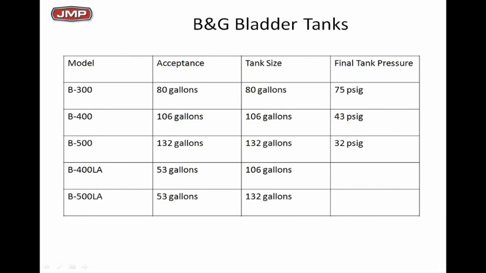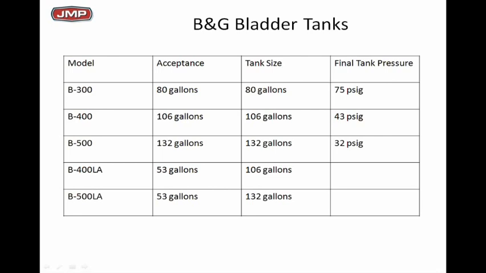Well, we work our way through some other tank sizes, and we started with the B300. As you can see, if we went to the next size tank with 106 gallons of acceptance volume, we wound up with a final tank pressure of 43 pounds. The B500 would also work. It's a bigger tank, and the final tank pressure, when we put 56 gallons of water into it, would be 32 pounds. The B400LA and the B500LA have an acceptance volume that is too small and they will not work. So a B400 would be okay, or a B500 would be okay.